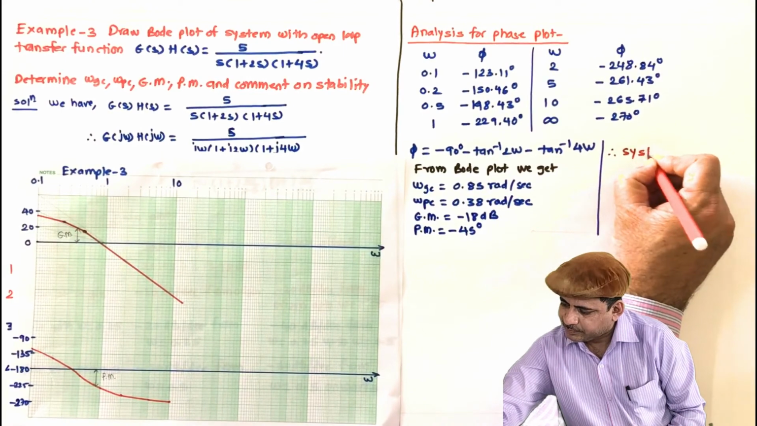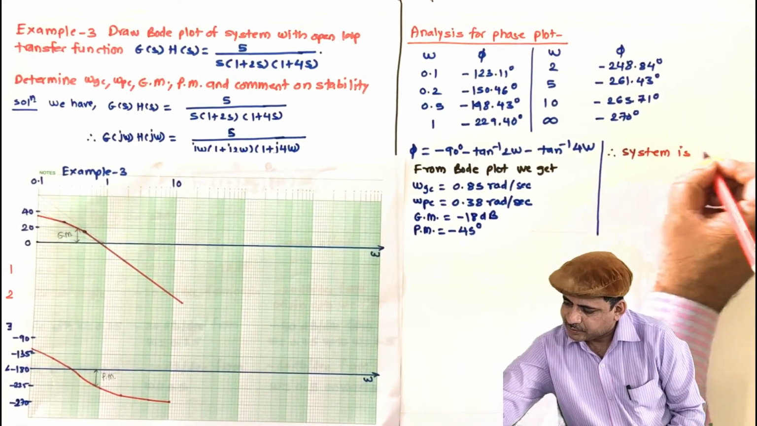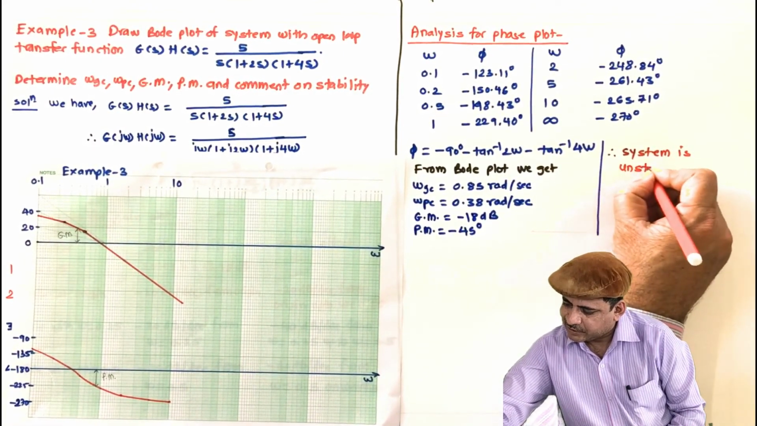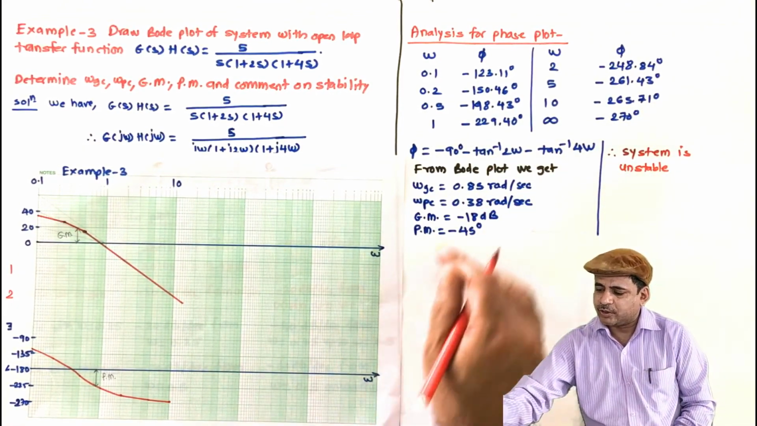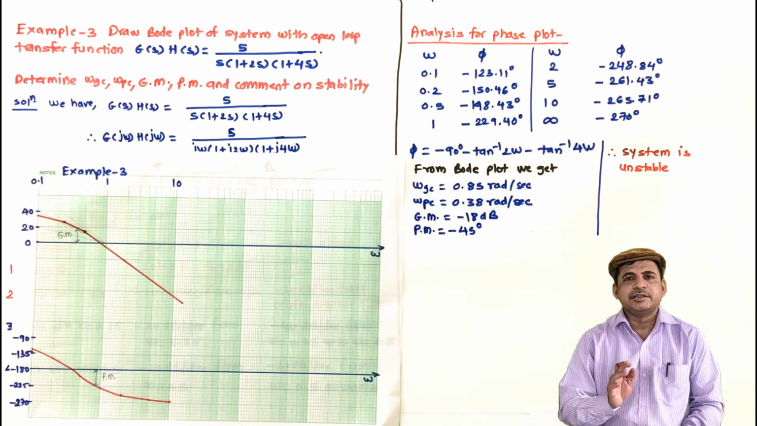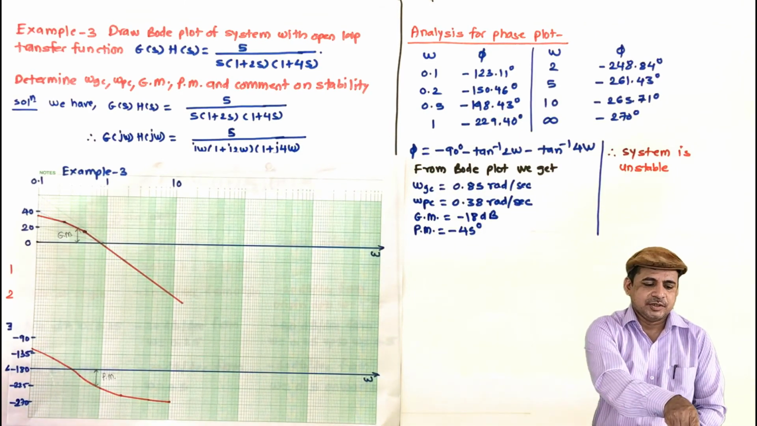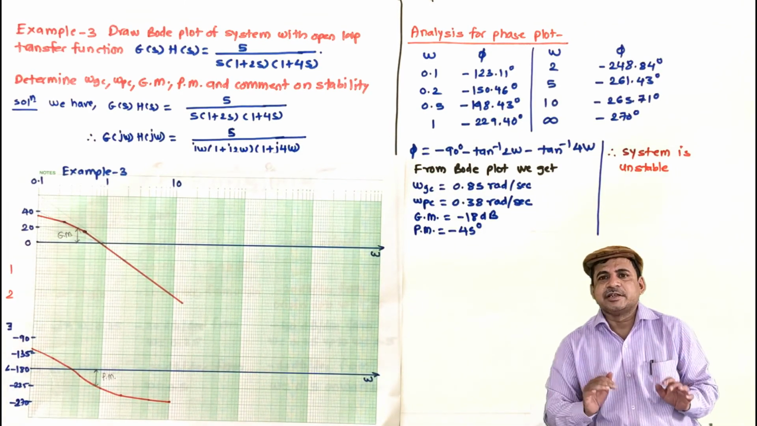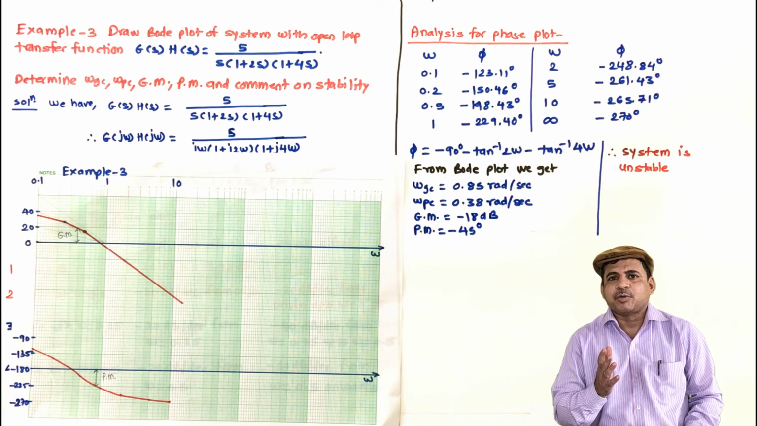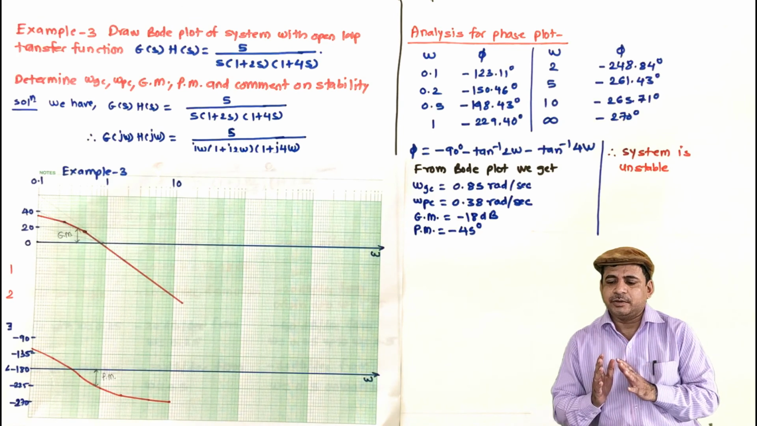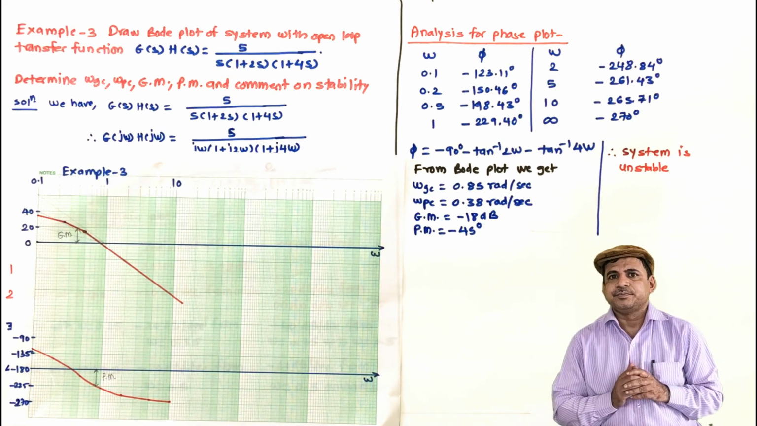So system is unstable. Why unstable? Because gain and phase margin are negative, and also because omega PC is less than omega GC. It is enough in this lecture. In the next lecture we will solve a problem where we will have poles as well as zeros. Thank you.